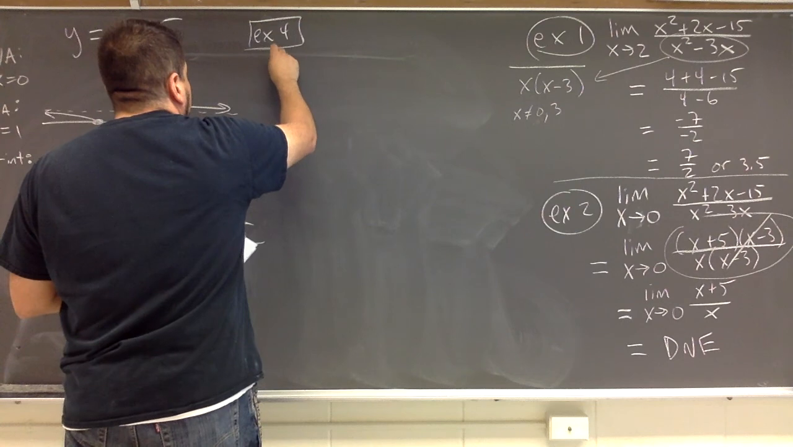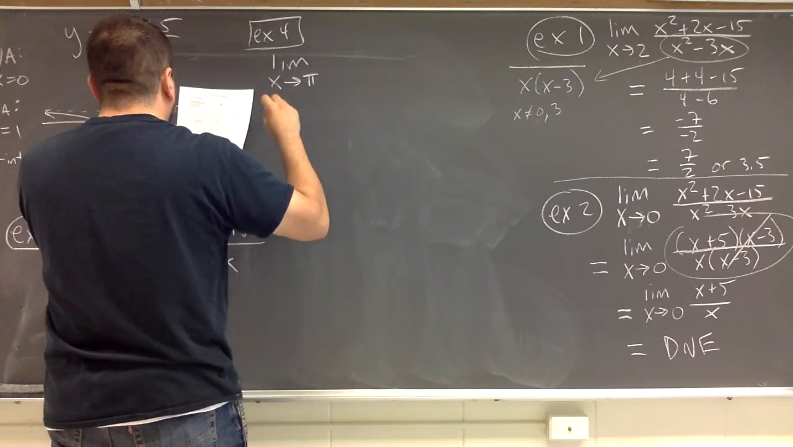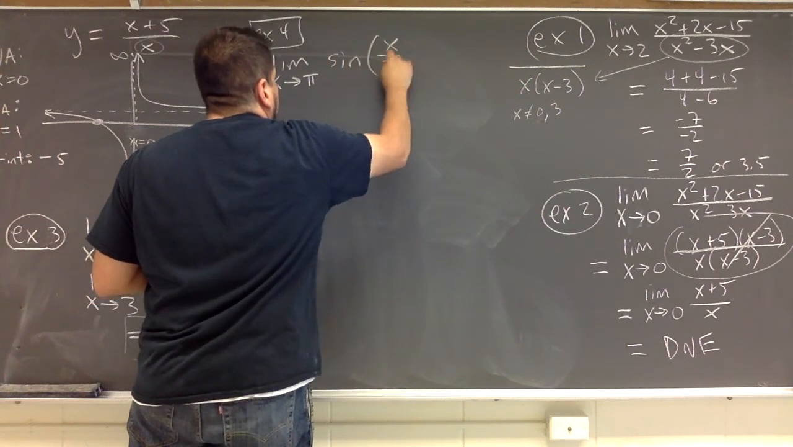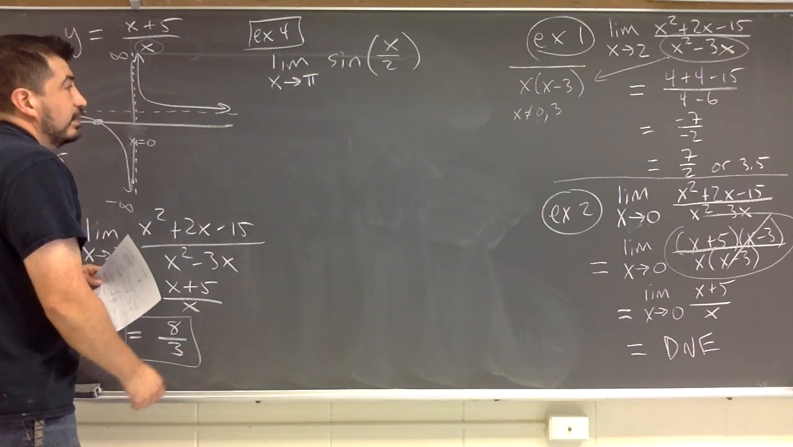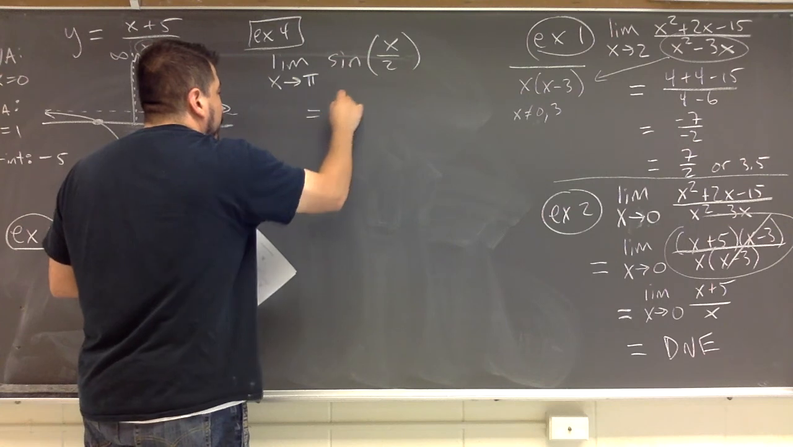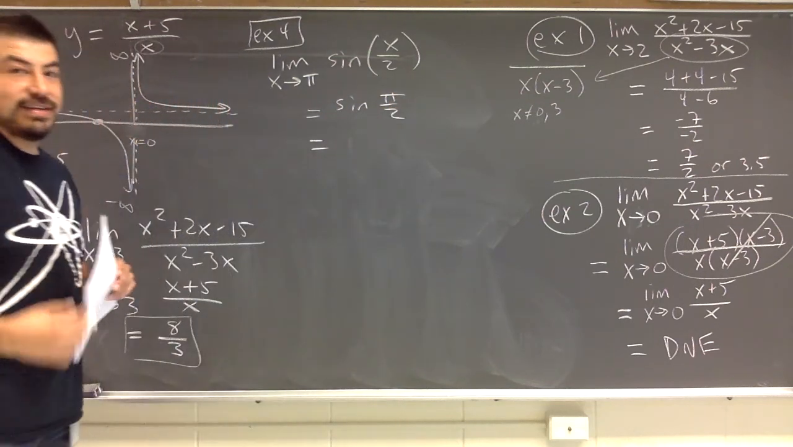Let's say we have the limit as x approaches pi of the sine of x over 2. Okay? So first, can you plug it in? Sine of pi over 2? Absolutely. Right? Hopefully you remember your unit circle. If not, you're going to have to review that.